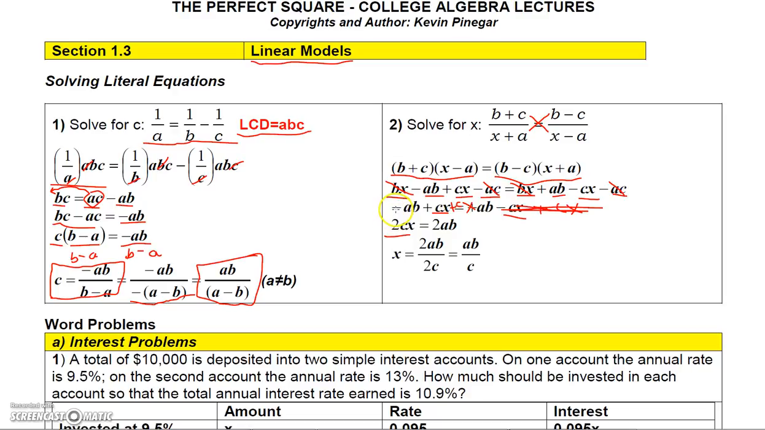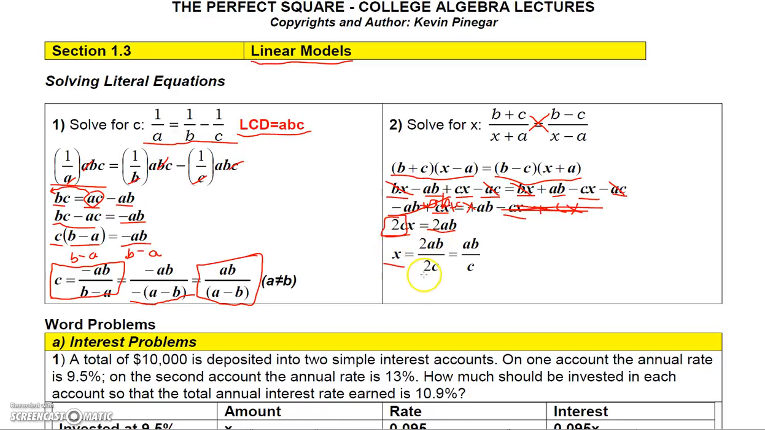Also with the minus AB, what if I added AB to both sides? Say I add AB here to minus AB, well that's just going to cancel those out. And then if you say AB plus AB over here, then you're going to get 2AB. Now, we want to solve for x. So if you have 2c times x, then just divide both sides by 2c and you'll get x by itself.